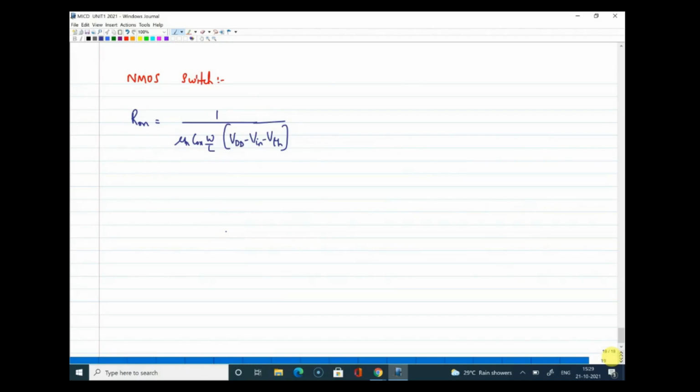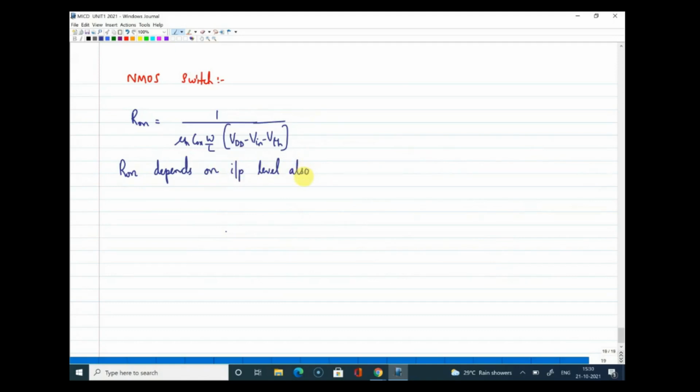The resistance depends on mu n Cox, W by L, which are the process constants and aspect ratio, the threshold, and VDD. Also, you can see that there is a dependency on the input voltage, right? So here the on resistance R on depends on the input level also. R on depends on the input level.